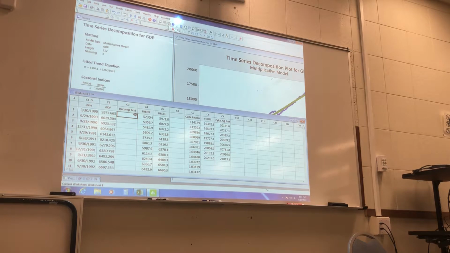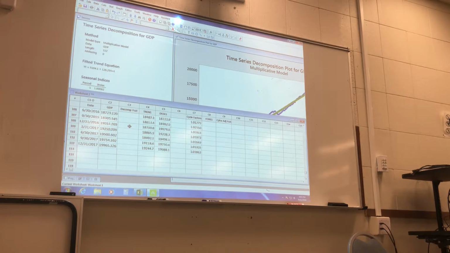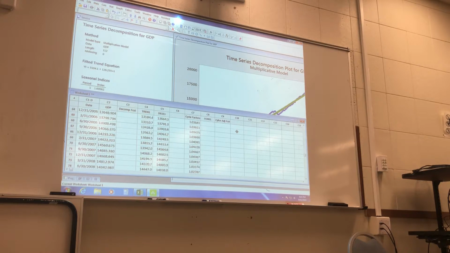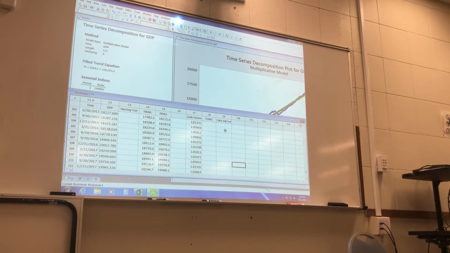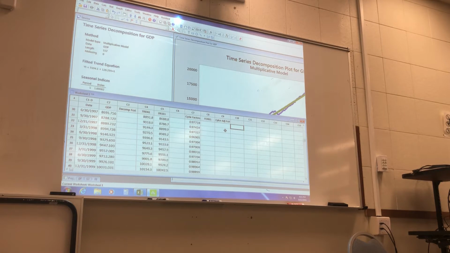Decomp forecast. Put the forecast just past the end of the variable data, the GDP. Which forecast? The decomp forecast that I've copied. Remember up here, I have a cycle adjusted forecast. I'm going to call it decomp forecast because I don't want to use the same title. I went up here and copied the cycle adjusted forecast. That's this forecast multiplied by the cycle factor. And I created a column next to GDP.